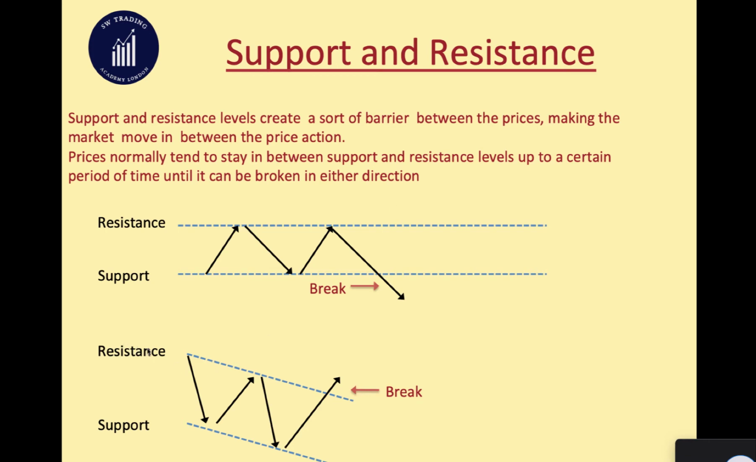And if the market is in a downtrend, usually we will see the market breaking to the upside, not to the downside. It's very rare. Probably we will see some examples of the market breaking to the downside, but that doesn't happen with much frequency.